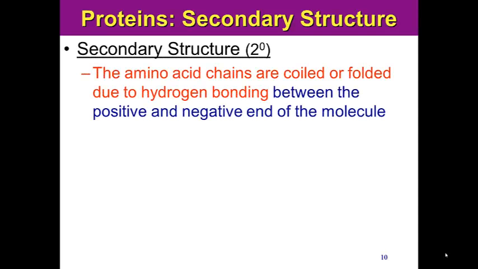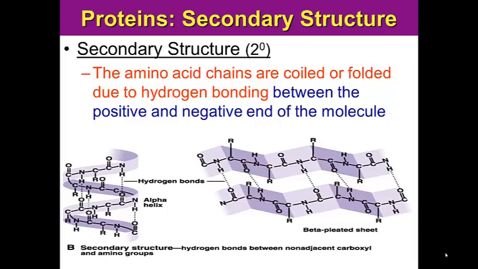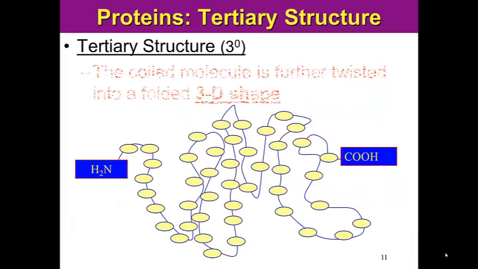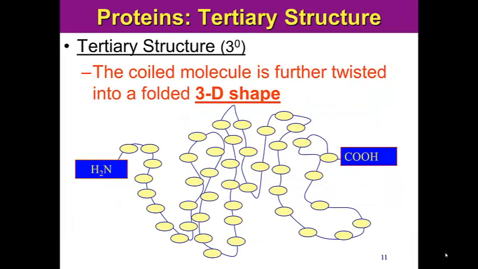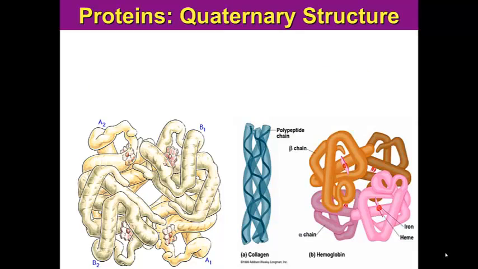In a secondary structure, amino acid chains are coiled or folded due to hydrogen bonding between the positive and negative ends of the molecule. So you can start getting helix formation or sheet formation. Then you can have a tertiary structure. The coiled or sheet molecule is further twisted and folded into a more three-dimensional shape.